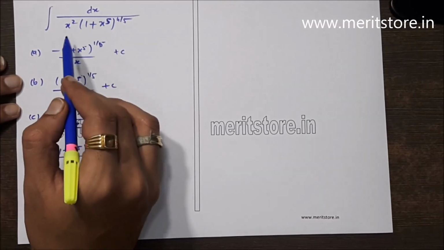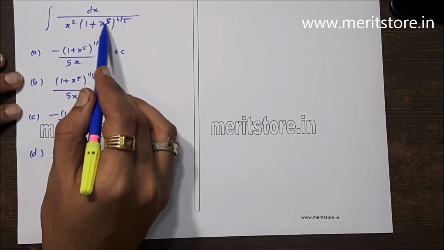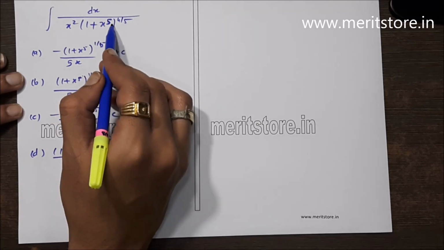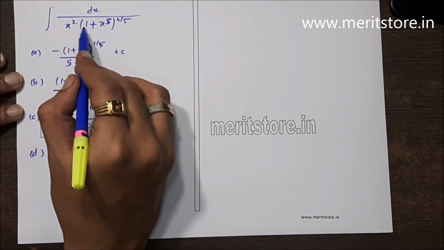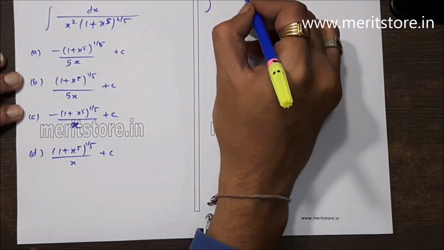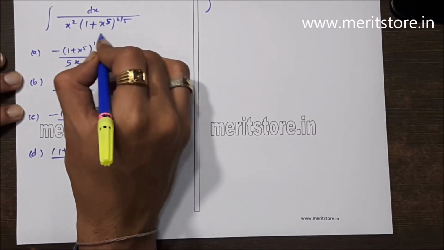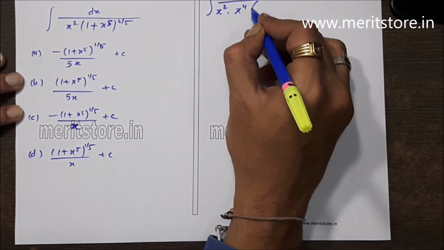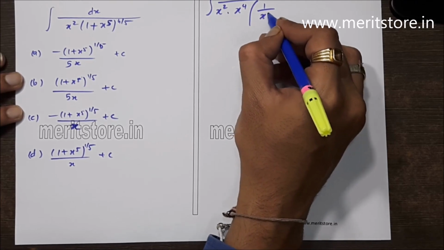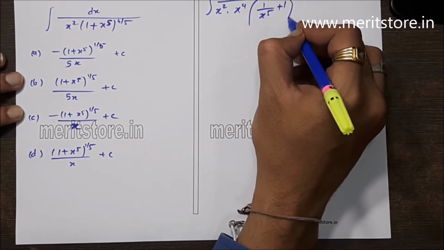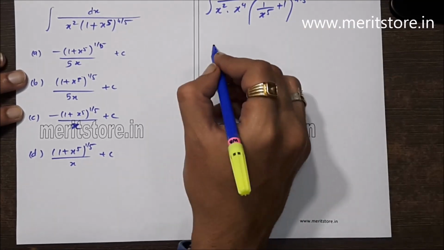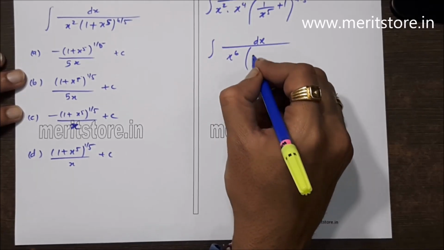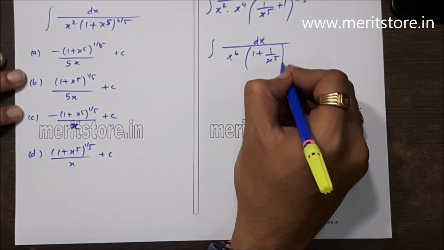Integral of 1 upon x square into 1 plus x raised to 5 whole raised to 4 by 5. What we'll simply do is, out of this term, I am taking x raised to 5 common, so it becomes x square into x raised to 4 inside the bracket, 1 upon x raised to 5 plus 1, the whole raised to 4 by 5. Simplifying, I'll get it as integral of x raised to 6 into 1 plus 1 upon x raised to 5 raised to 4 by 5.